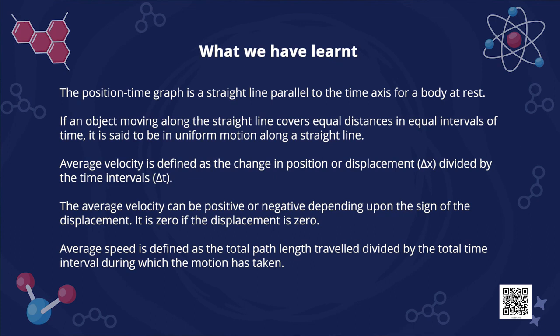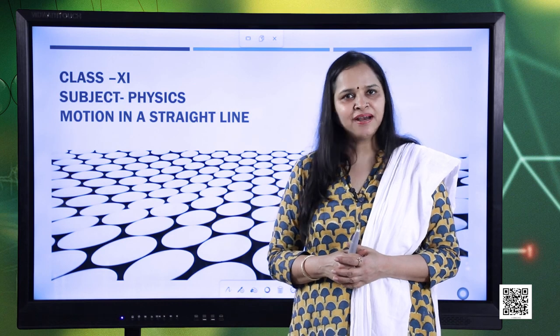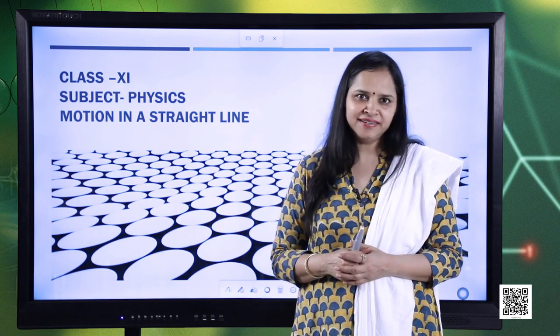Then we talked about the average speed, which is defined as the total path length traveled divided by the total time interval during which the motion has taken place. So this is all about this session today. Now we'll continue with the chapter in the next session.